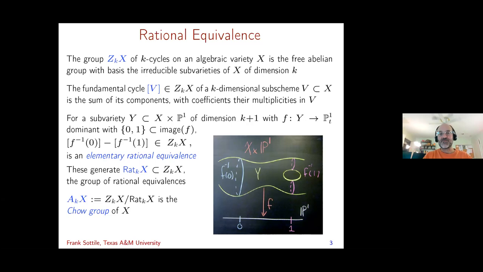Then if you take the inverse image of 0 as a cycle, minus the inverse image of 1 as a cycle, that will be an element of this free abelian group of k-cycles. That's called an elementary rational equivalence. It equates the two fibers of this map. The subgroup of rational equivalences, and the quotient of the free abelian group by it, is called the Chow group of X, the k-th Chow group of X.